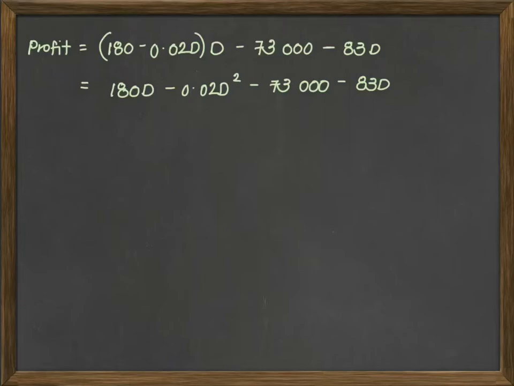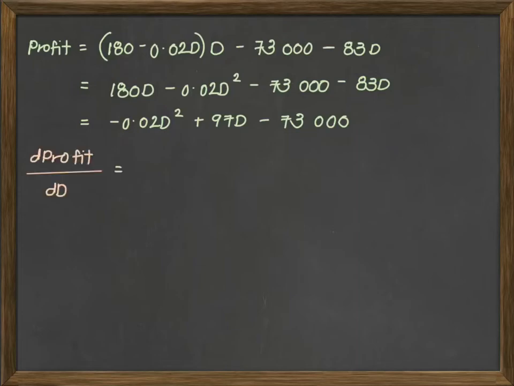So, rearranging the equation so that it follows the quadratic equation format. So, that will be negative 0.02D squared plus 97D minus 73,000. So, nag-simplify na din tayo. Now, to get the optimal volume that will give us the maximum profit, again, we have to derive yung ating profit equation with respect to the demand. So, magiging value is, that's negative 0.04D plus 97.